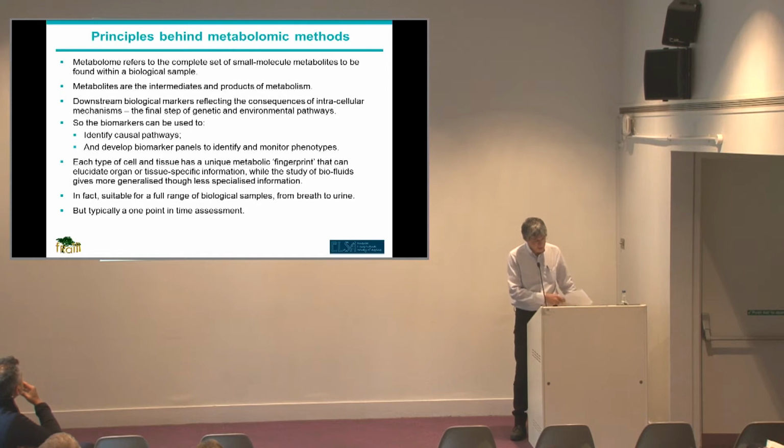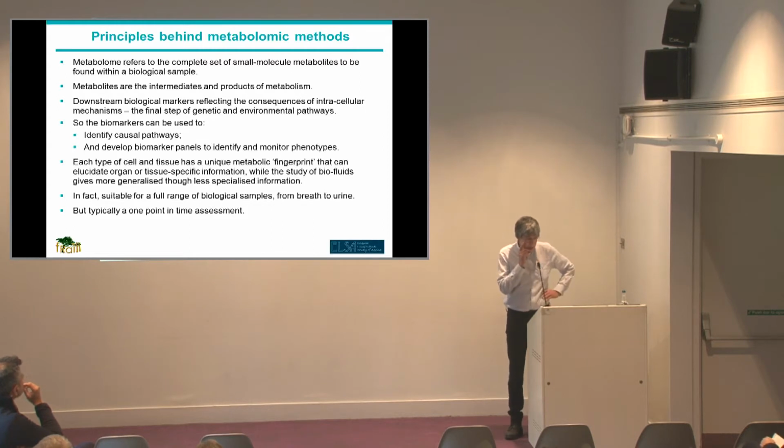So what do we do when we do metabolomic methods? So I think I've already said, or perhaps half said, the metabolome refers to the set of small molecule metabolites that are found within a biological sample. These are the products of metabolism. They might be partway through the process of metabolism, or they might be the end product of metabolism. I think most people who do metabolomics work, I don't do metabolomics work, but most people who do metabolomics work consider them as downstream markers.